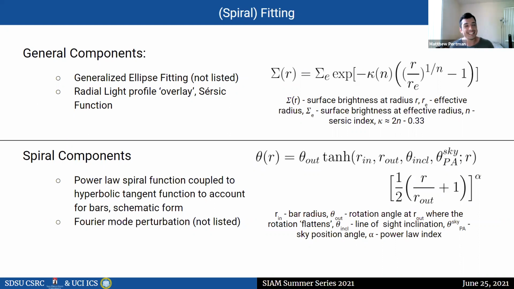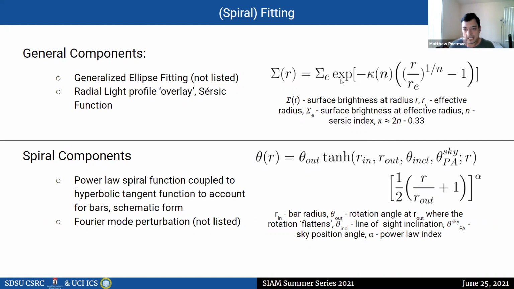And then the second component is the radial light profile overlay, more or less. This is known as the Sérsic function, or in this case, we use the Sérsic function. There are a couple of functions that do this. The Sérsic happens to be very generalizable and ultimately very useful for our purposes. So on the right, we have the Sérsic function, at least in the form that is presented by GalFit. They're all about the same.